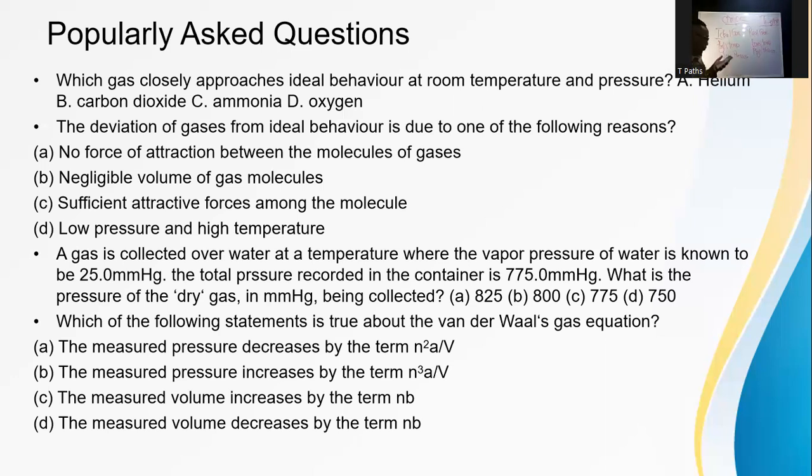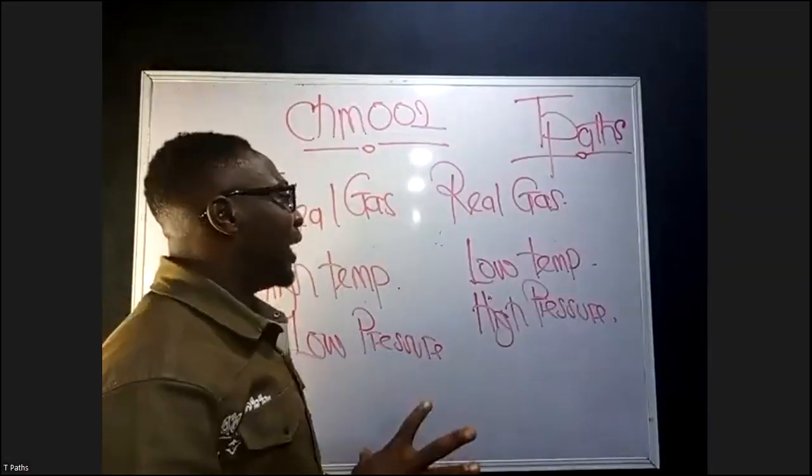Number 2, the deviation of gases from ideal behavior is due to one of the following reasons. We are still under this, so please pay attention. Now, let's recall what we learned in assumptions. We learned that gases do not exert either attractive or repulsive forces. So when a gas is exerting attractive or repulsive forces, then we can easily say that it is deviating from ideality.